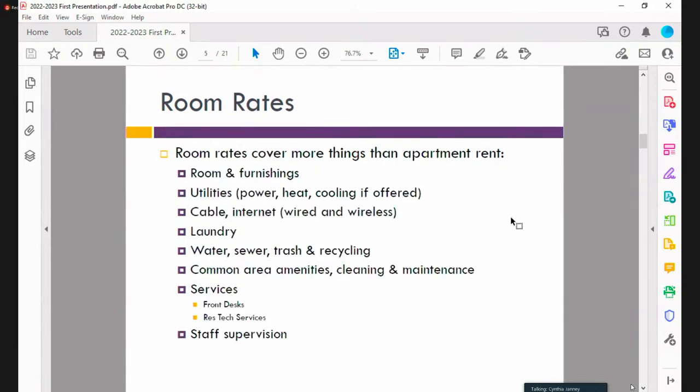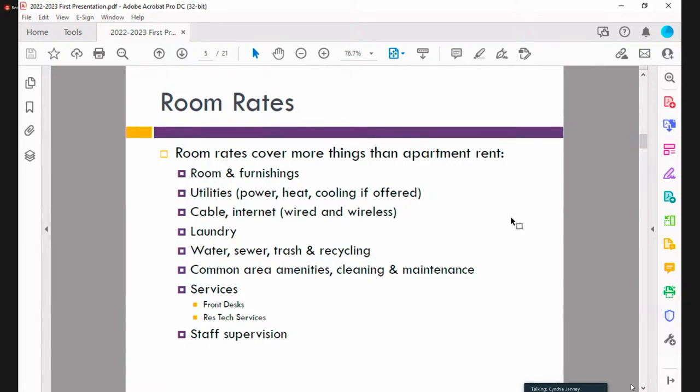Room rates cover more things than apartment rent payments cover. The room and the furnishings, the utilities. So in our case, that's power and heat, also cooling if it's offered. The cable and internet, and when I say that, really it's internet and streaming entertainment services, which equal cable TV. Laundry is prepaid in the residence hall rate. Water, sewer, trash, and recycling services. All the common area amenities, all the cleaning, all the maintenance.